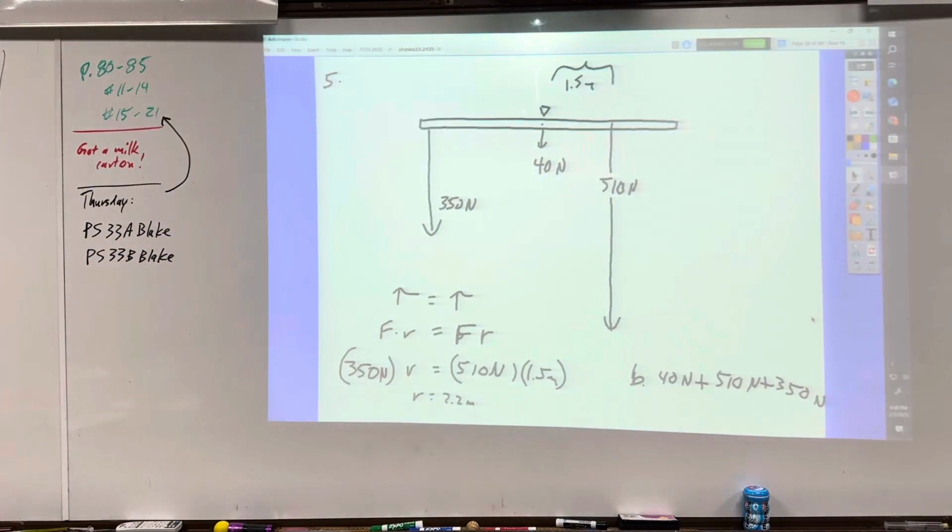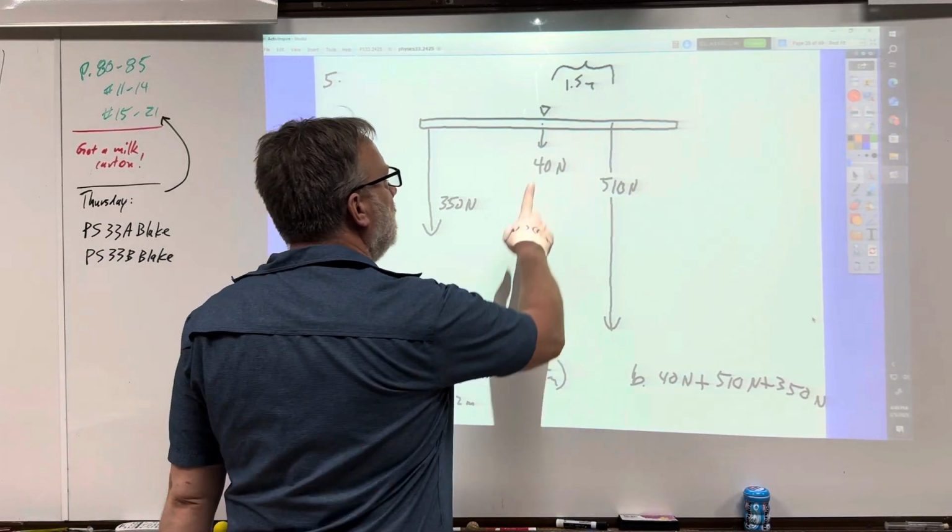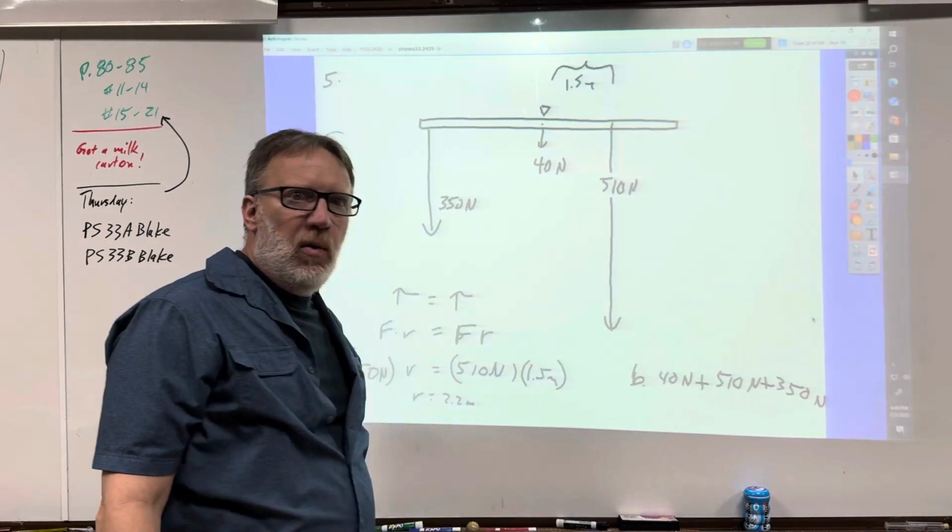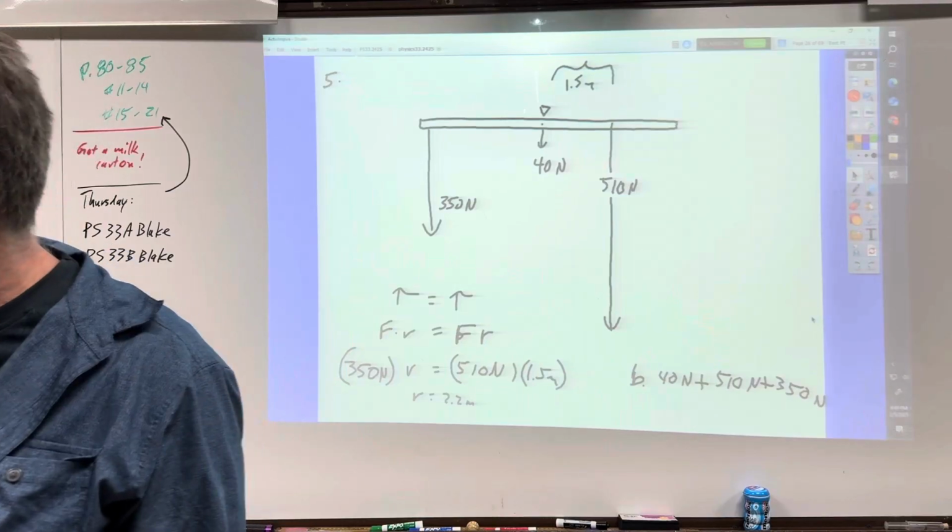And it wants to know on B, how much does the support exert on the board? Well, the support exerts 510 and 350 and 40, all of the weight, because there's only one support.